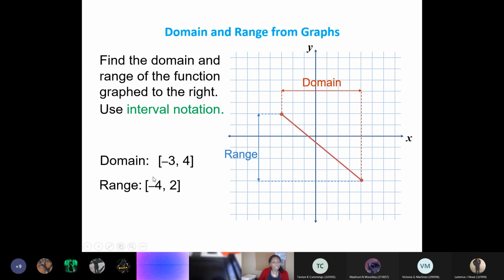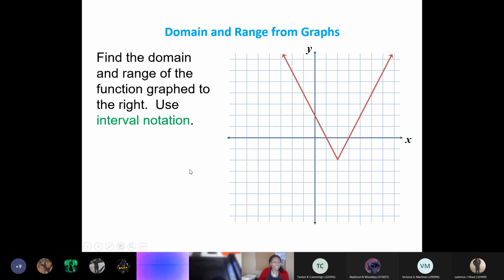So we're going to put the least number first and then the greatest number last. And so within those brackets for interval notation, we know that everything in between here and here is going to be included in the range for this equation, for this graph. Here is a little different. This is an absolute value graph. We're going to get into absolute value, but not today.